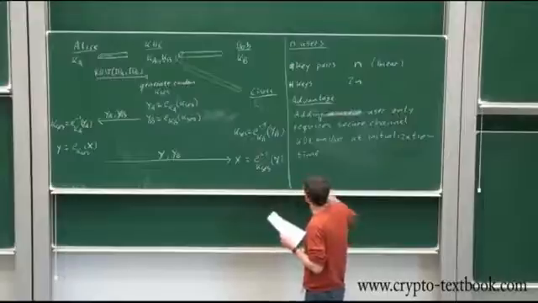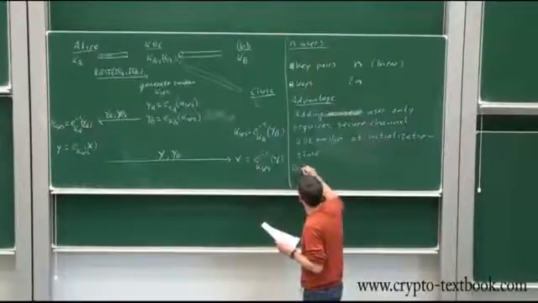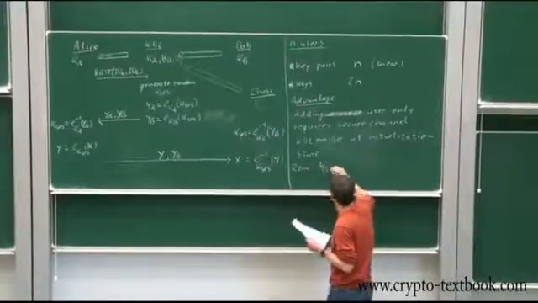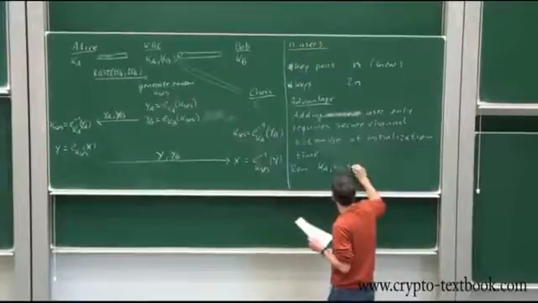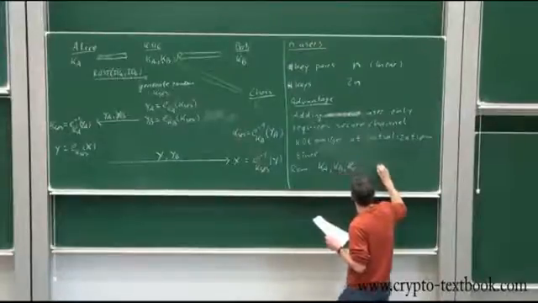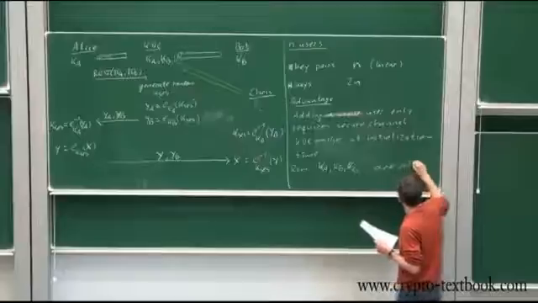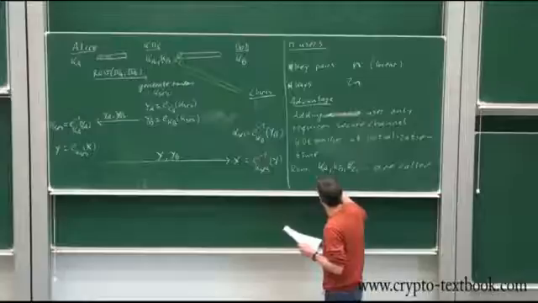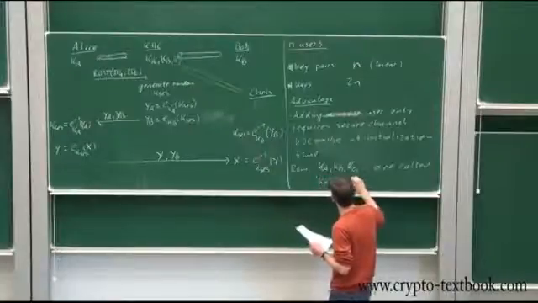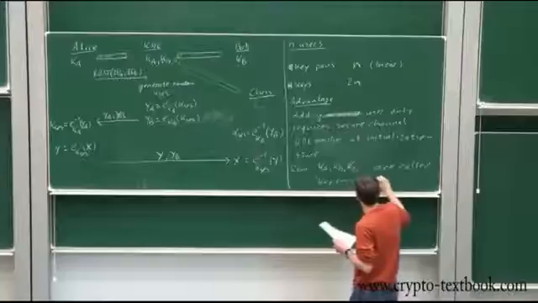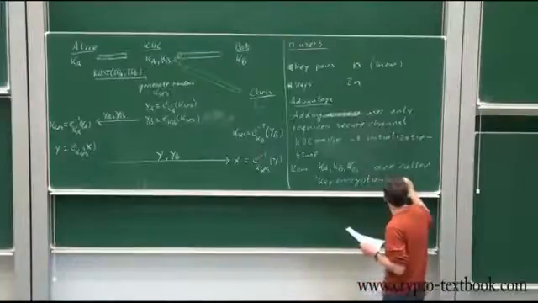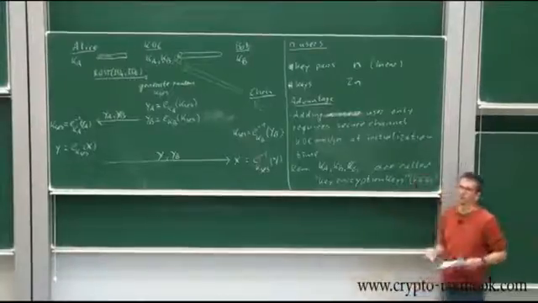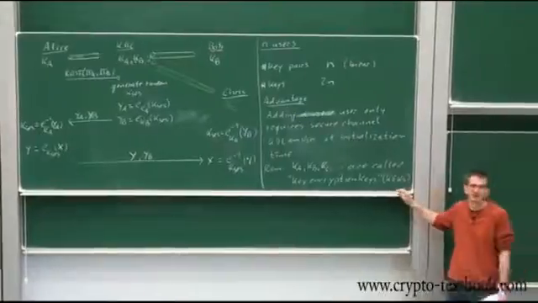A remark: the static keys Ka, Kb, Kc are called, not often, but sometimes, "key encryption keys." Or KEK. I do like this abbreviation. Okay, key encryption keys.